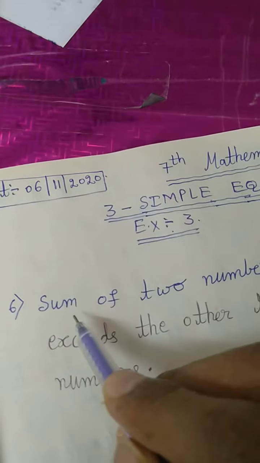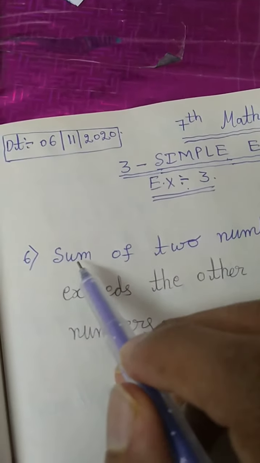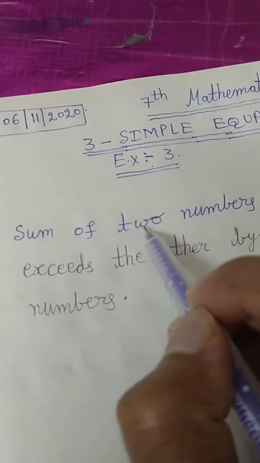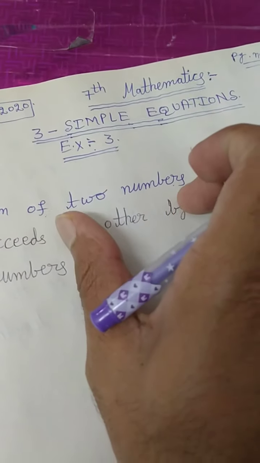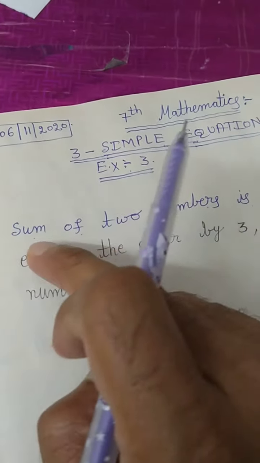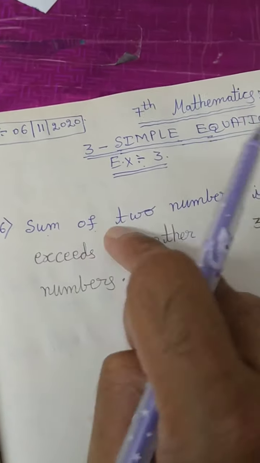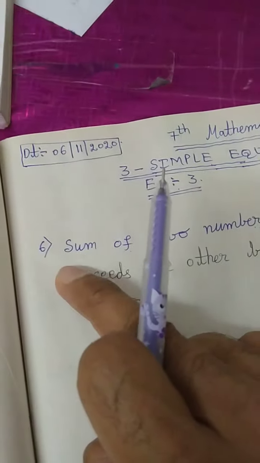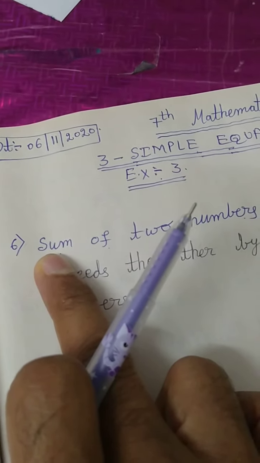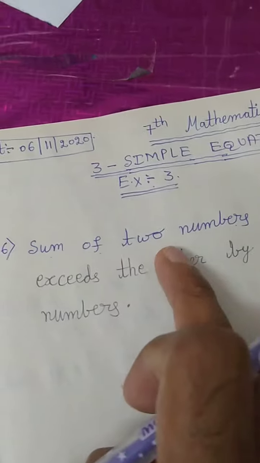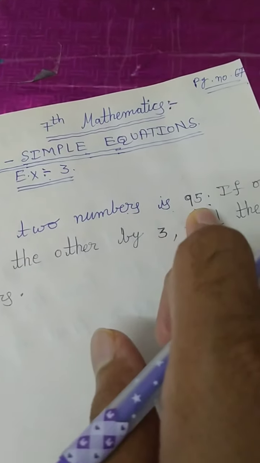What is the sixth problem? See, children, in your textbook, or else here also you can see. A question is there: sum of two numbers is 95. So two numbers are there, it seems. Sum means addition of two numbers is 95. Sum means addition only, you have to think. Sum, not SOM, it is SUM. Sum of two numbers is 95.